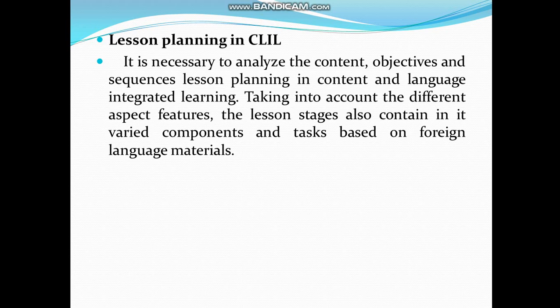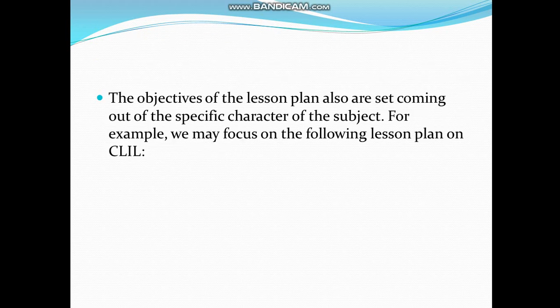Lesson planning in CLIL. It is necessary to analyze the content, objectives, and sequence of lesson planning in content and language integrated learning. Taking into account the different aspects and features, the language stages also contain varied components and tasks based on foreign language materials. The objectives of the lesson plan are also set out of the specific character of the subject. For example, we may focus on the following lesson plan on CLIL.